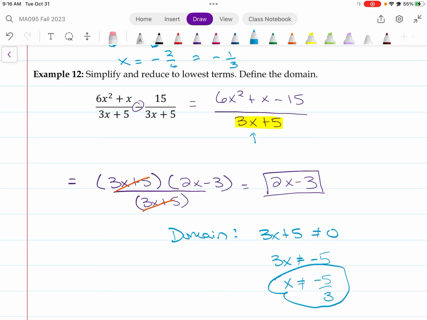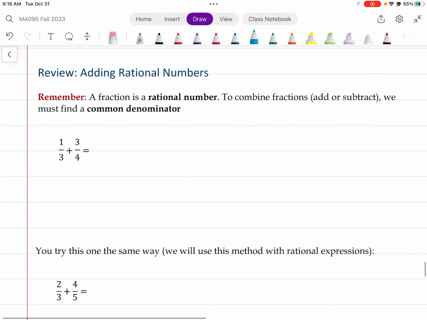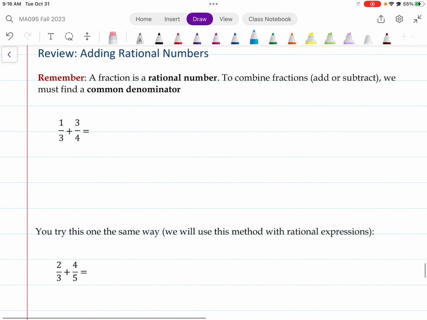All right, so we are going to review adding rational numbers. Remember, a fraction is a rational number. To combine fractions, to add or subtract, we must find a common denominator. I've got a couple more examples for you, but I need to explain something first. We've got to find a common denominator here. I'm going to show you how I do it, and then I'm going to give you one to try, and you can pause the video and give it a try.